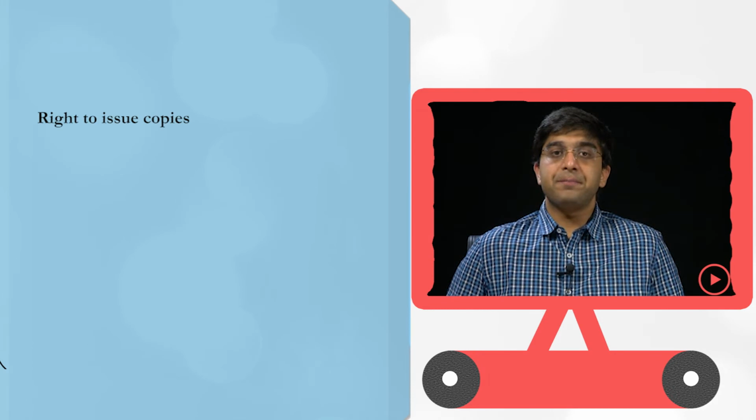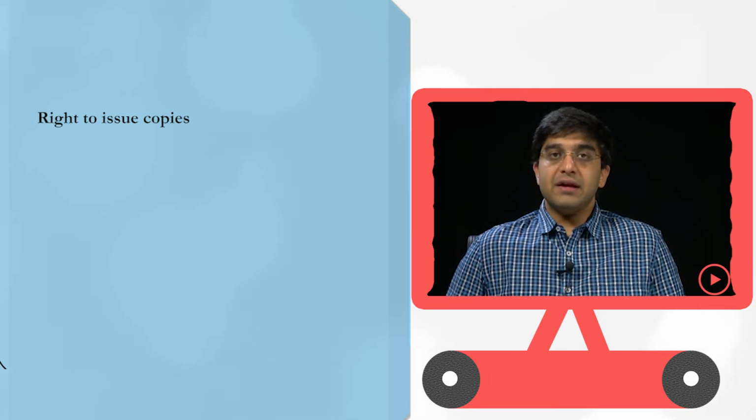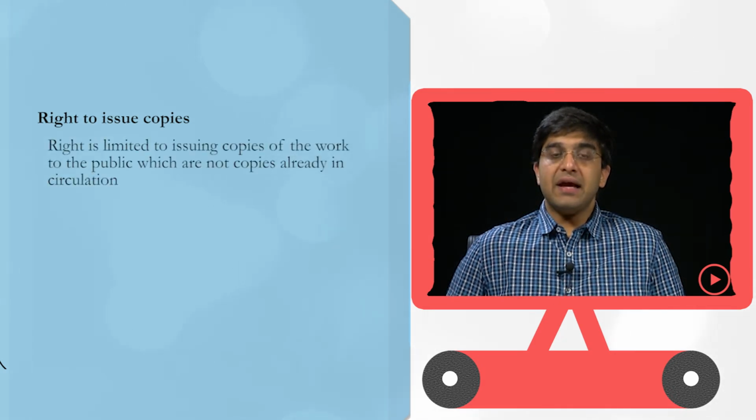The next set of rights is the right to issue copies. It is the right under the Copyright Act is a right to issue copies of the work to the public which are copies not already in circulation.